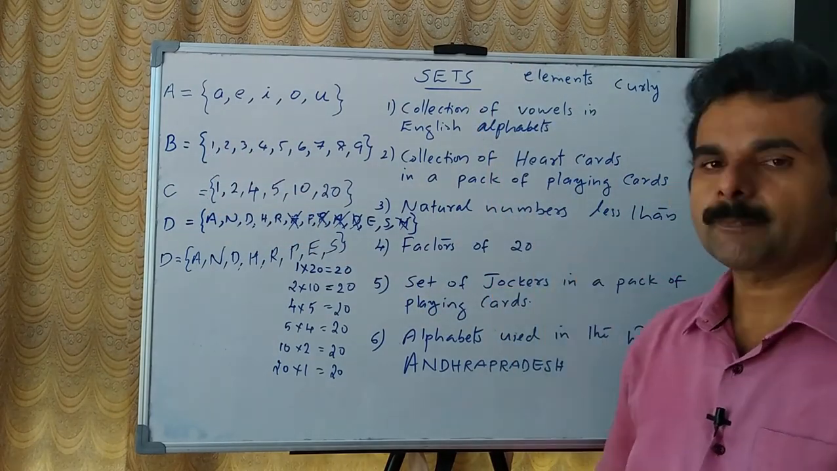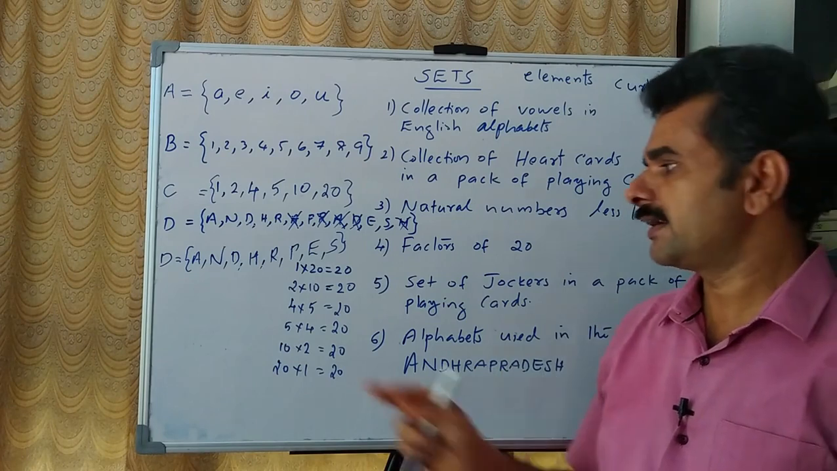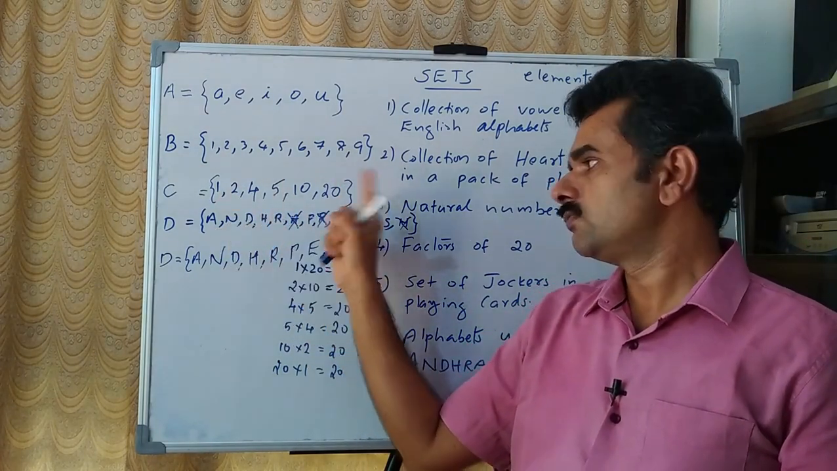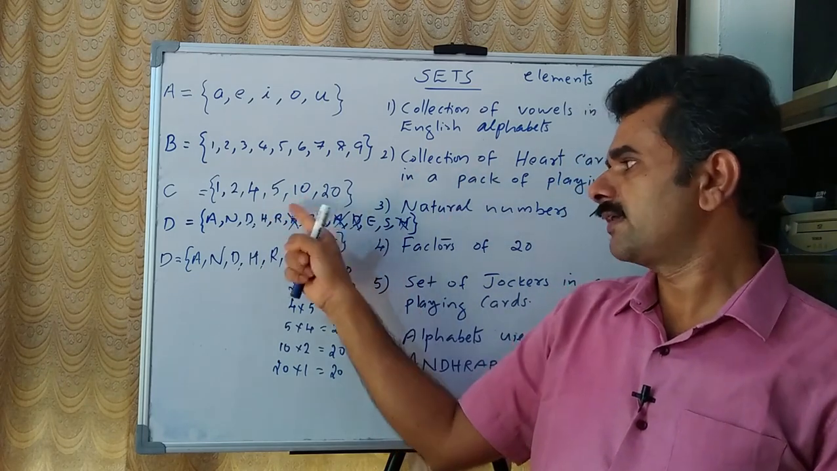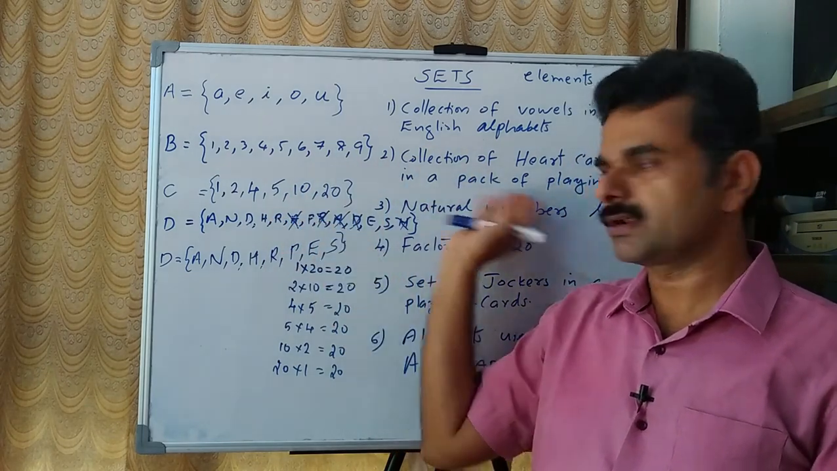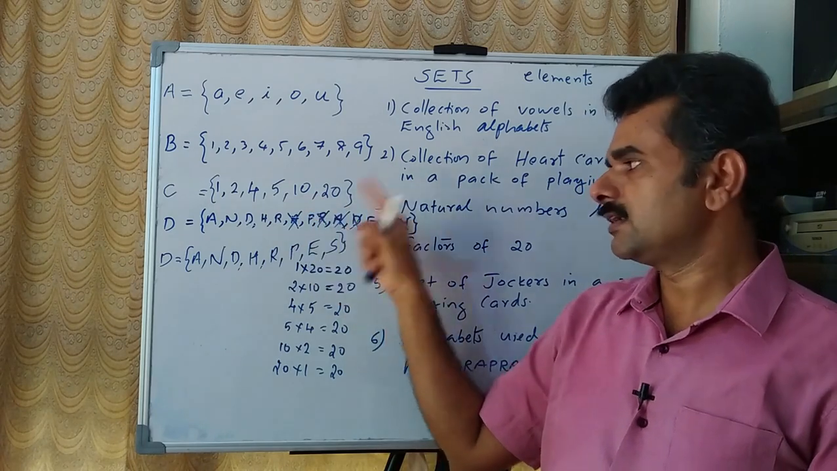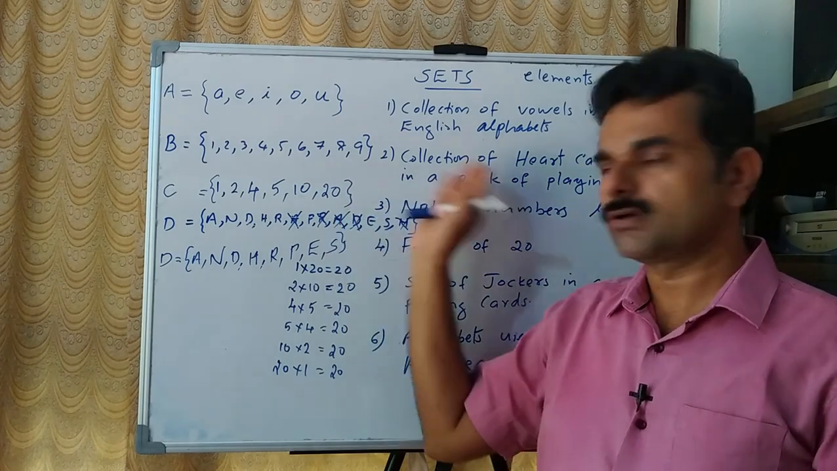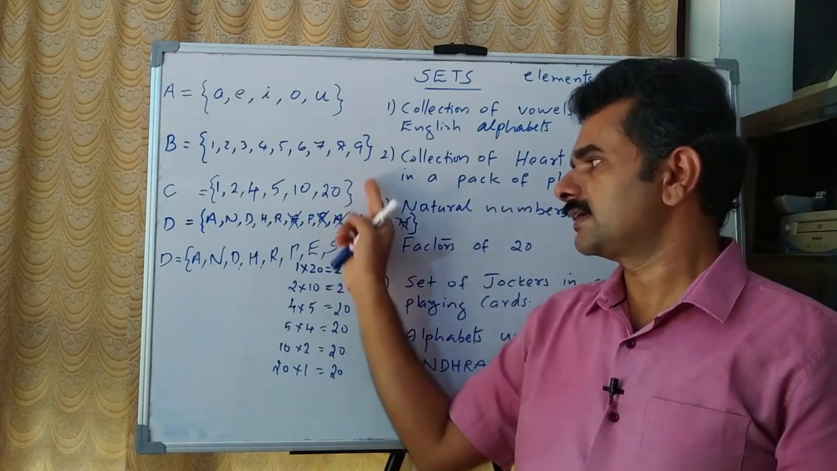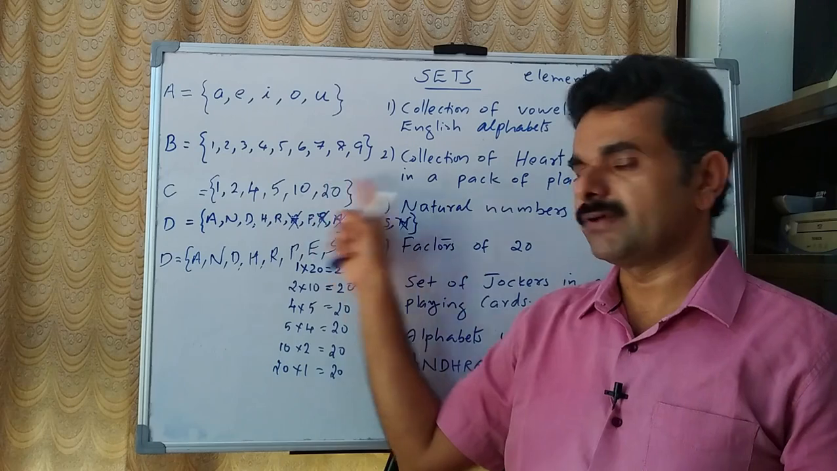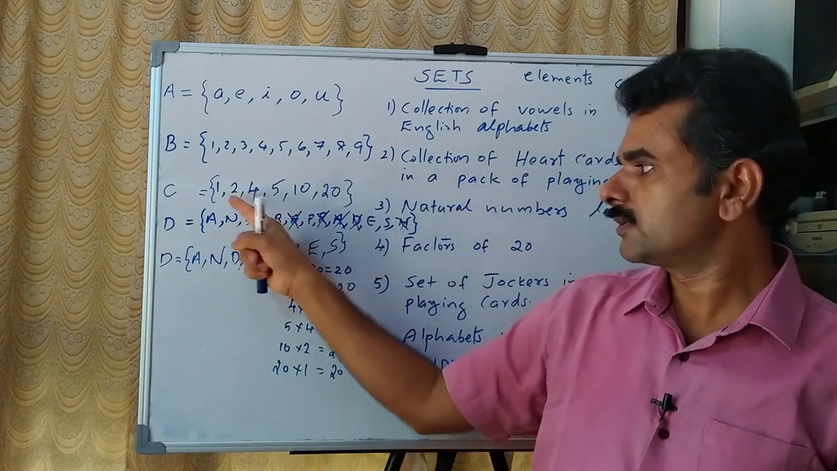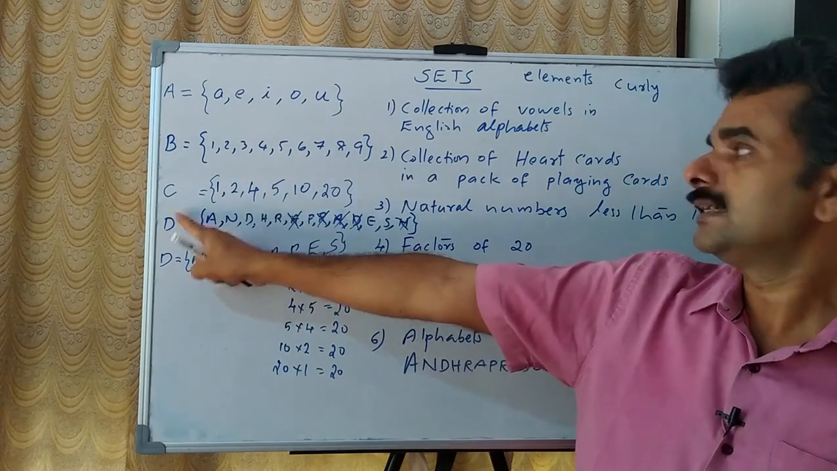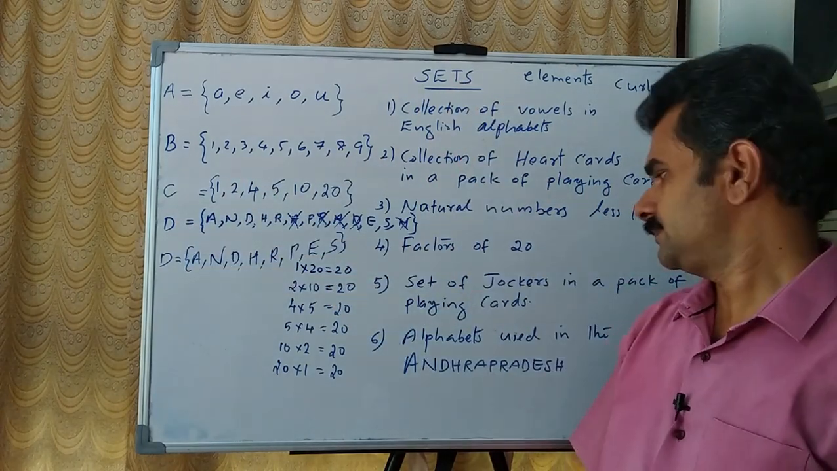Okay, factors of 20. Okay, 1 is a factor, 2 is a factor, 3 is not a factor, 4 is a factor, 5 is a factor, 6 is not a factor, 7, 8, 9 are not factors, 10 is a factor, 11, 12, 13, 14, 15, 16, 17, 18 and 19 are not factors, and the last factor is what? 20. So these are the factors of the number 20. Therefore, this set named as capital C is an example for set.